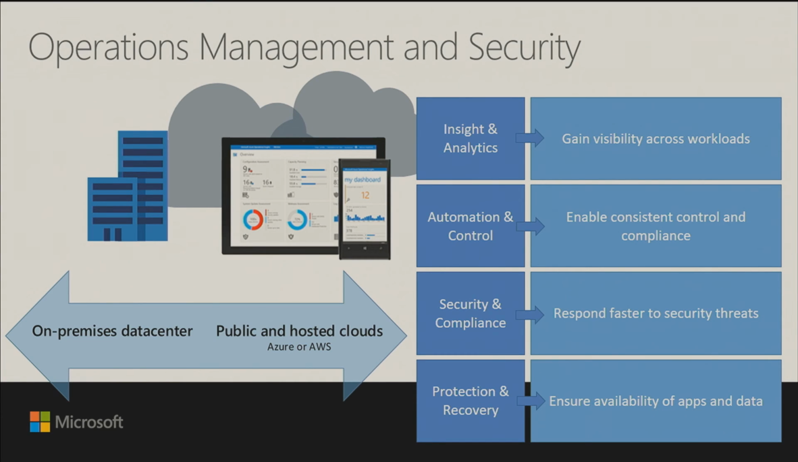Then there's also the automation and control piece, which is us, where now you can start taking actions on what you learned from the logs that are going into OMS. You can start taking actions on them and doing remediations and doing other sorts of things you need to do to handle these issues. Security and compliance and protection and recovery are also 2 other areas that are part of the Operations Management Suite.